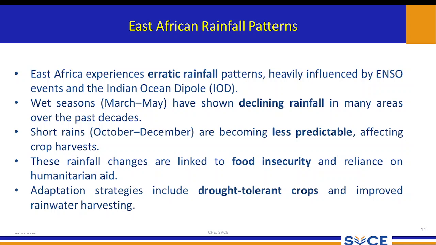The people will sometimes be suffering with drought. That means there is actually no water found. Okay, adaptation strategies include drought tolerant crops. So even if there is no rainfall, there are some crops that can be cultivated. Adaptation strategies include drought tolerant crops and improved rainwater harvesting.